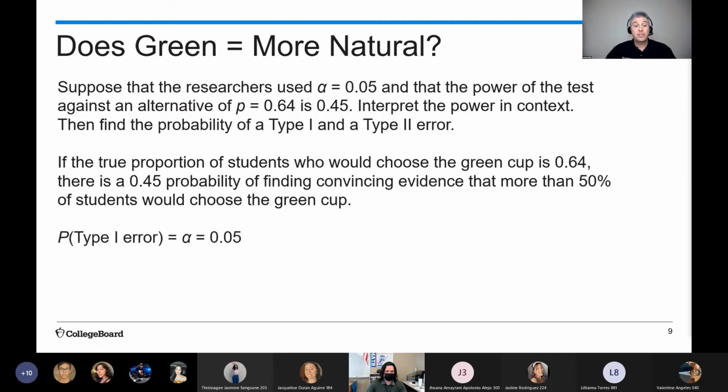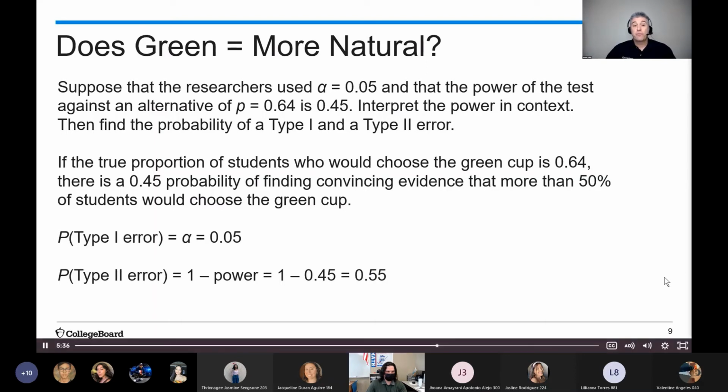Now, as far as the probabilities, the probability of a type 1 error is equal to the significance level. That's easy, 0.05. And the probability of a type 2 error is 1 minus the power. So remember, power is 0.45, and so the probability of a type 2 error is 1 minus 0.45, or 0.55.